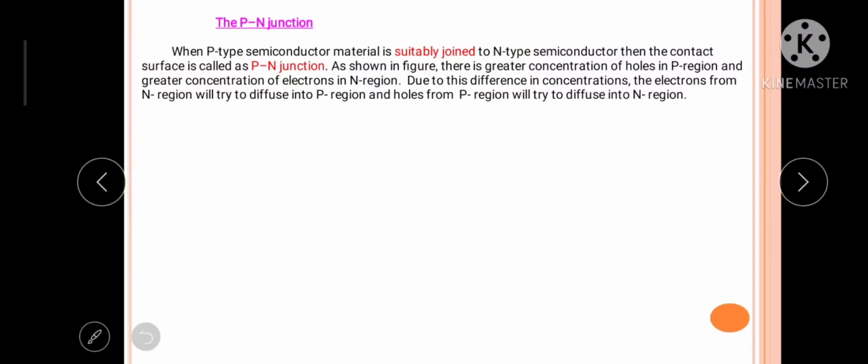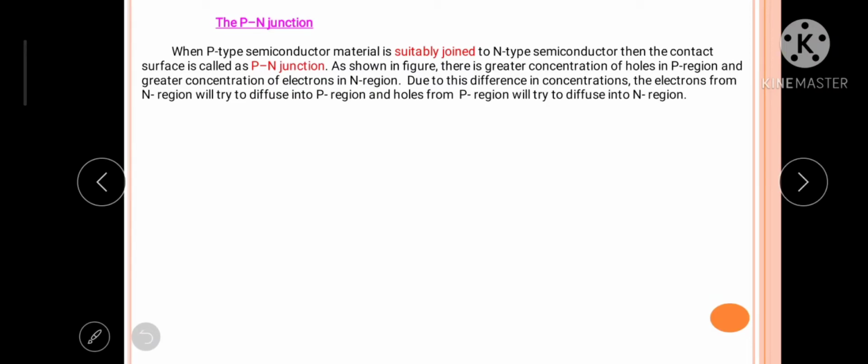Friends, today's topic for discussion is PN junction. As you know that there are two types of semiconductor materials, P-type and N-type materials. In case of P-type material, there is majority of positive charges, and in case of N-type semiconductor material, there is majority of electrons, that means negative charges.